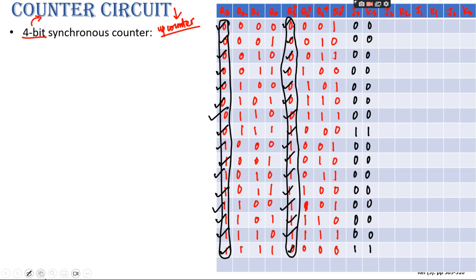So is there any confusion so far? We have done this yesterday, right? Yes, sir.